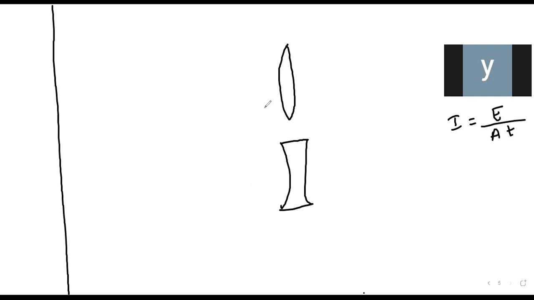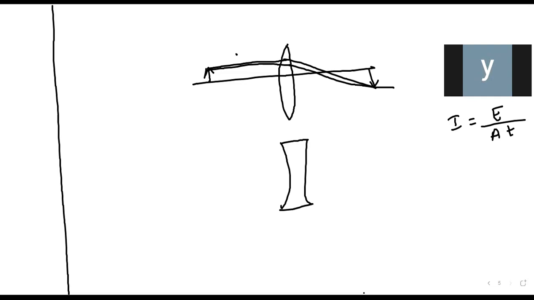Suppose, let us consider a convex lens. In this convex lens, suppose a light ray is passed, and correspondingly an image will be formed like this. Okay, fine. That's not an issue.